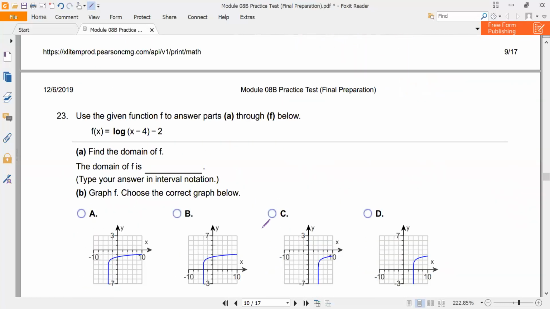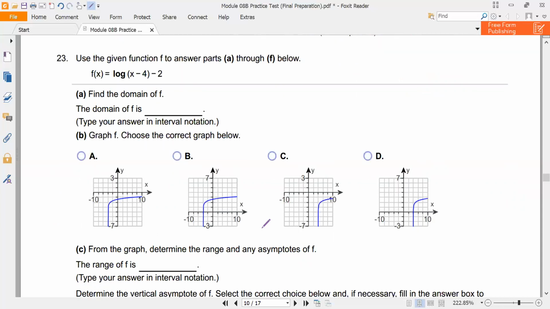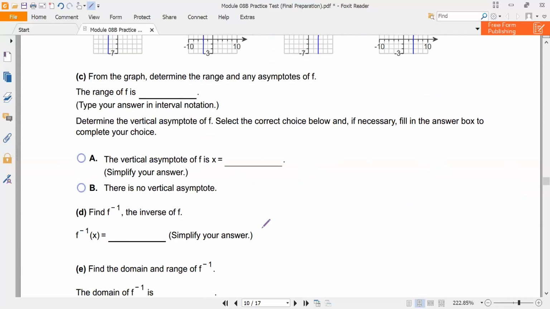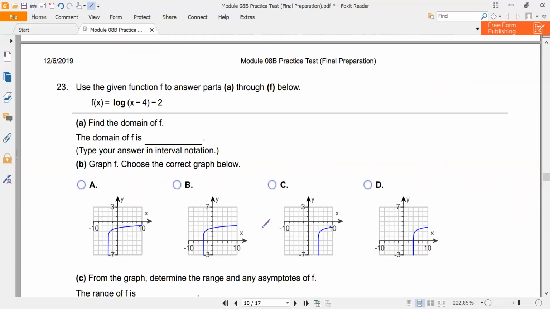All right, let's look at number 23. This is find the domain and pick the graph, find the range, determine the asymptote. We're looking at graphing a log, and then we're going to be doing its inverse. So anytime you're looking for the domain of a log, you're going to focus on the argument. That needs to stay greater than 0. So that means that this needs to be greater than 4, and it's not an equal to. So this would be parentheses 4 to positive infinity.